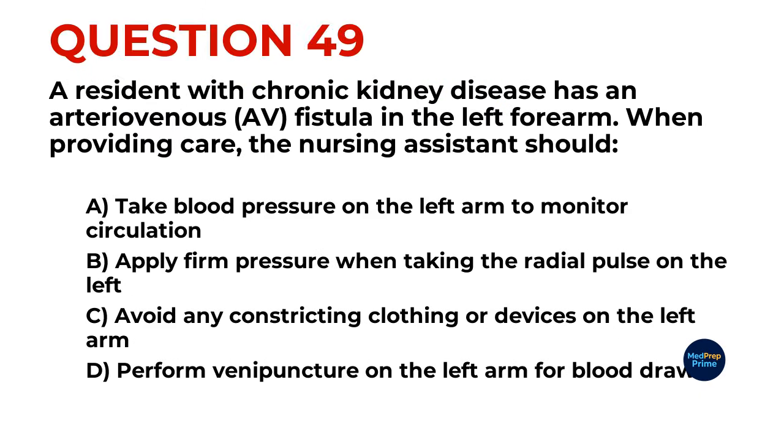A resident with chronic kidney disease has an arteriovenous AV fistula in the left forearm. When providing care, the nursing assistant should: Option A, take blood pressure on the left arm to monitor circulation. Option B, apply firm pressure when taking the radial pulse on the left. Option C, avoid any constricting clothing or devices on the left arm. Option D, perform venipuncture on the left arm for blood draws.